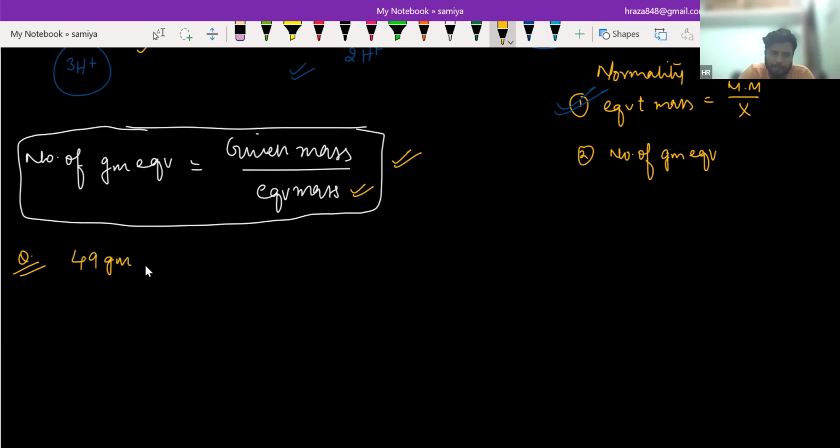49 gram of H2SO4. Calculate gram equivalent, where GM is for gram and EQV is for equivalent mass.